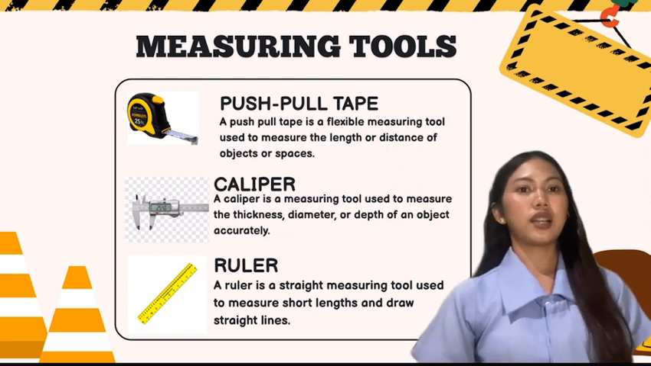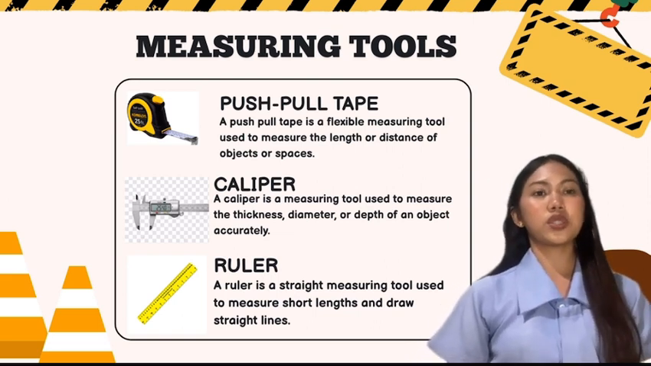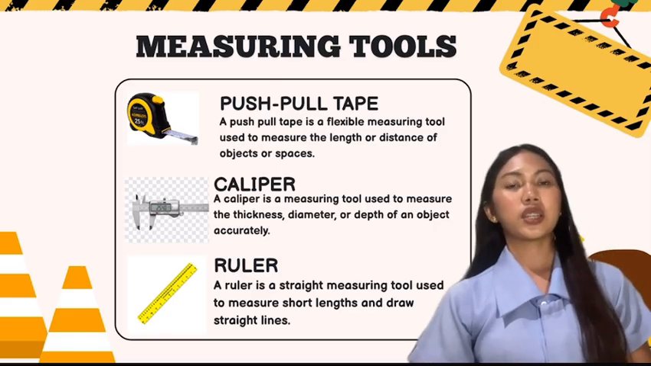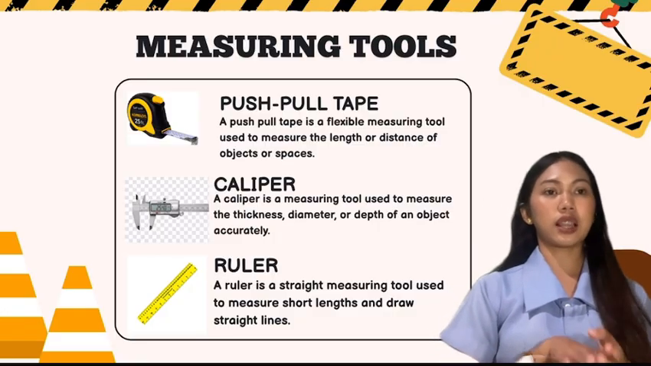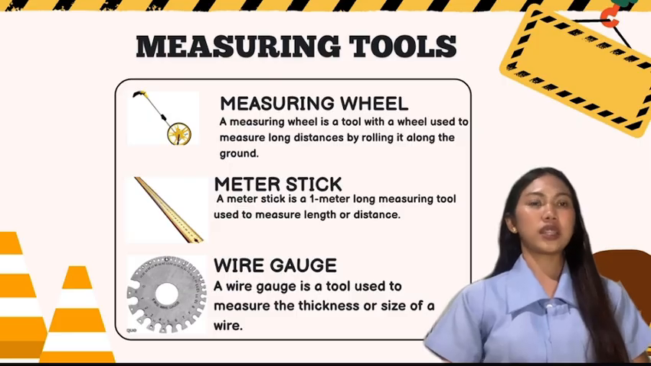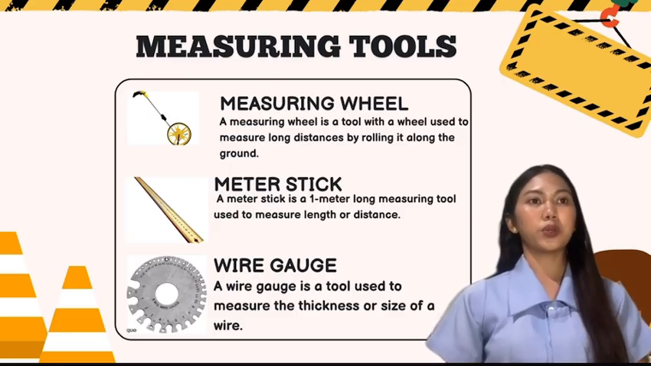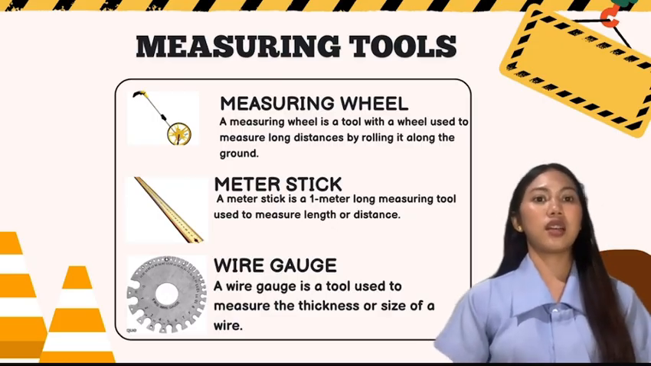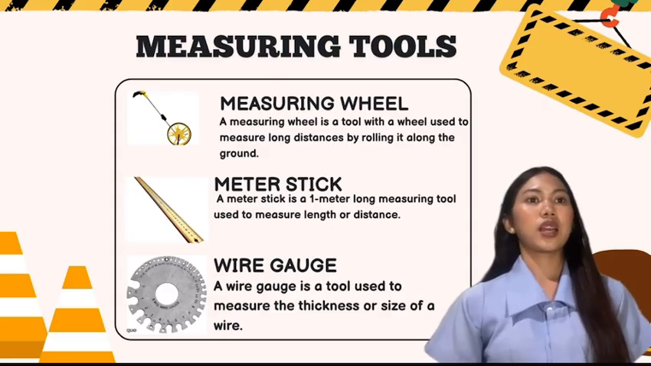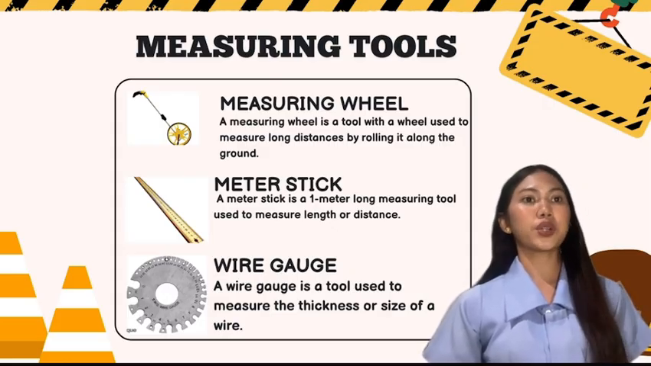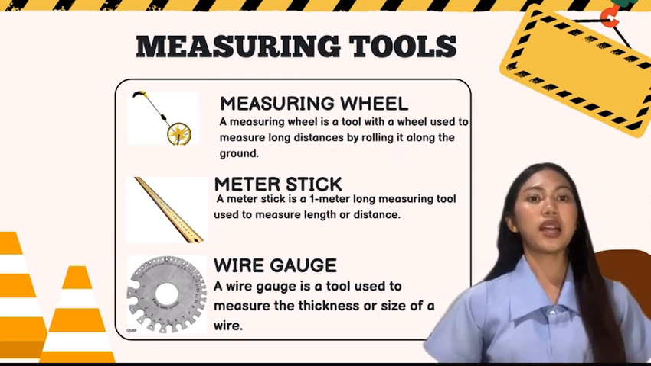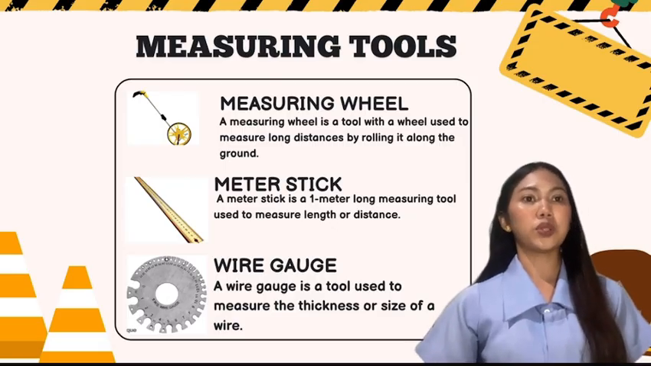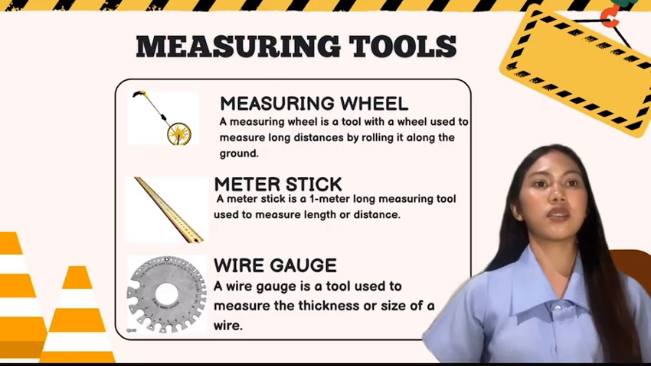The third is the ruler. A ruler is a straight measuring tool used to measure short lengths and draw straight lines. In short, ruler for measuring short lengths. The fourth one is the measuring wheel. A measuring wheel is a tool with a wheel used to measure a long distance by rolling it along the ground. Fifth is the meter stick. A meter stick is a 1 meter long measuring tool used to measure length or distance. The last one is the wire gauge. A wire gauge is a tool used to measure the thickness or size of a wire.